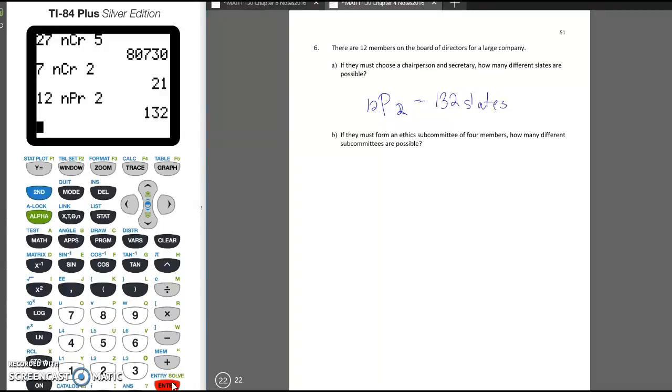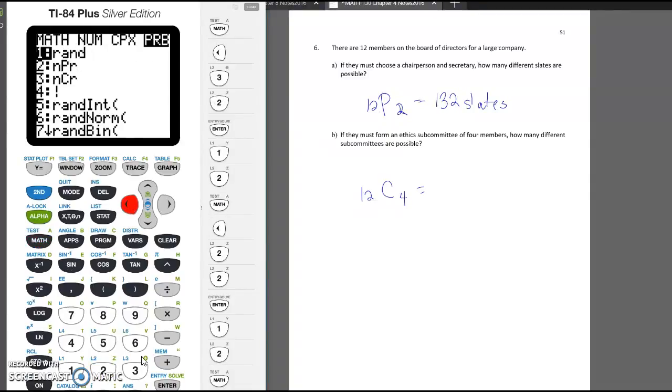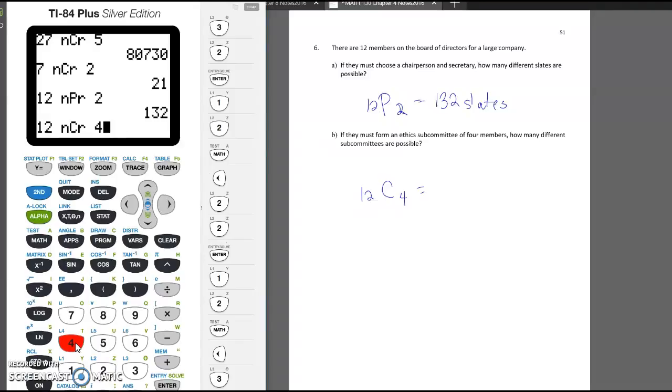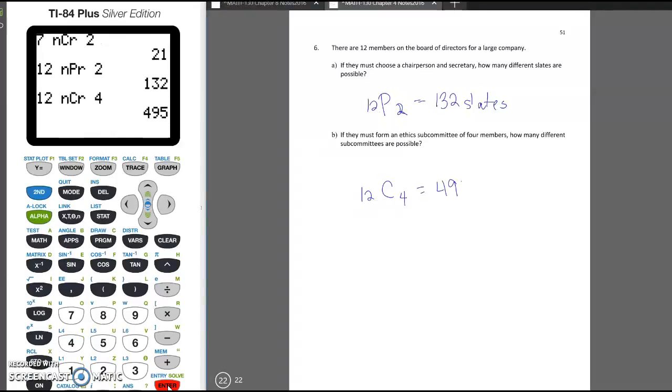For part B, if they must form an ethics subcommittee of 4 members, how many different subcommittees are possible? So with committees, remember the order doesn't matter. So here we'll be using combinations. So we want 12C4. So that'll be 495 different committees they could put together.